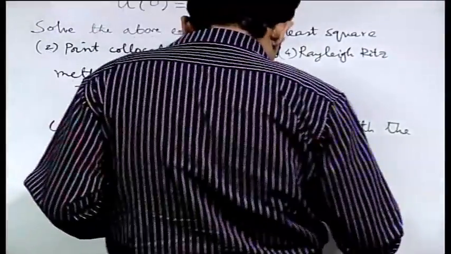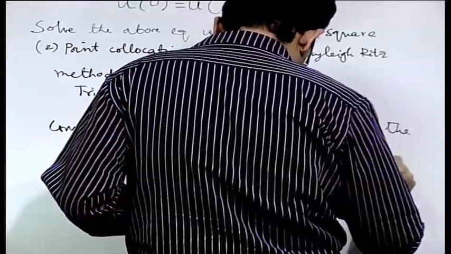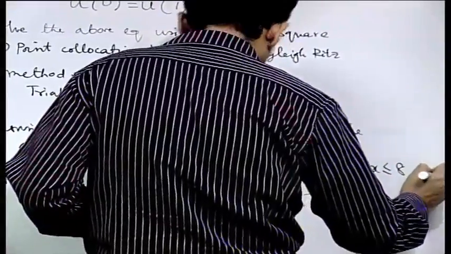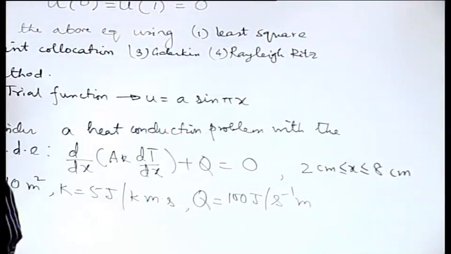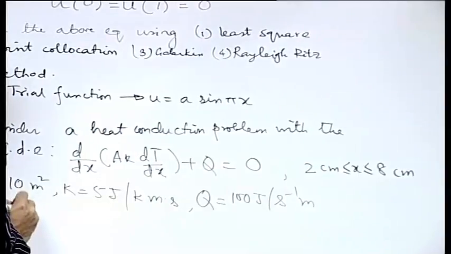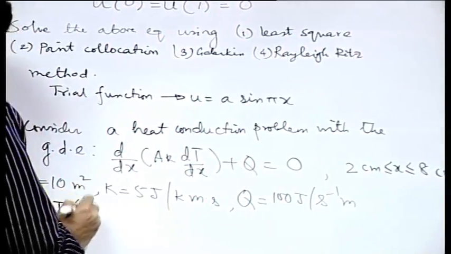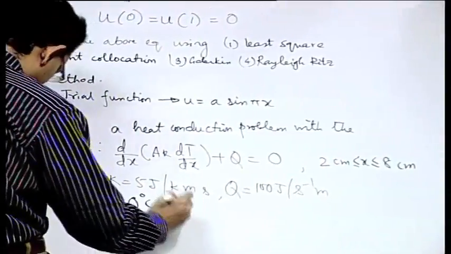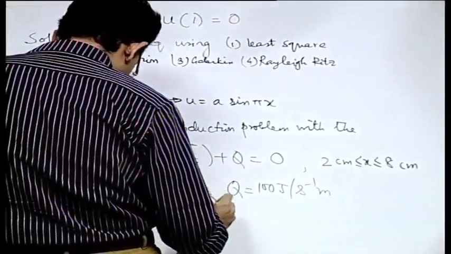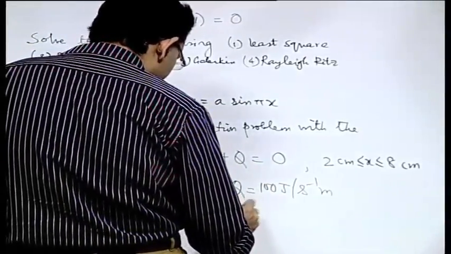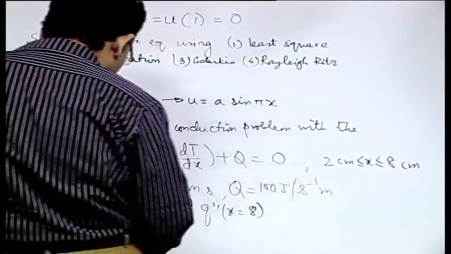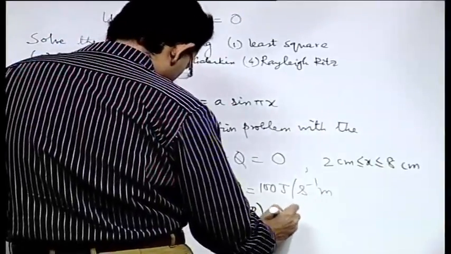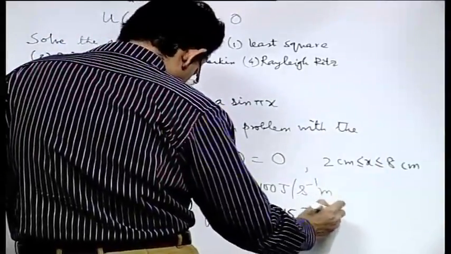This problem is valid within the domain x lies between 2 centimeter to 8 centimeter. The boundary conditions are T at x equal to 2 equal to 0 degree centigrade and the heat flux at x equal to 8, both are centimeter, 2 centimeter and 8 centimeter, is equal to 15 joule per meter squared second.